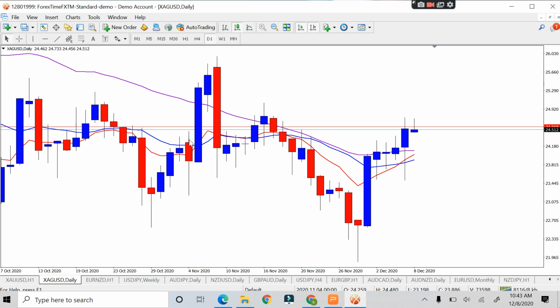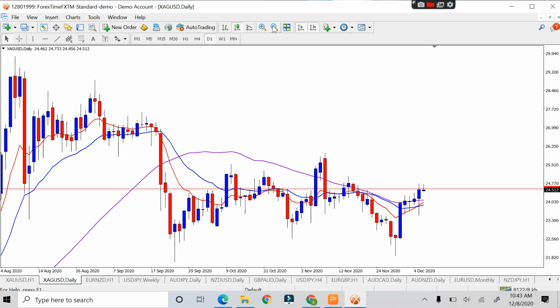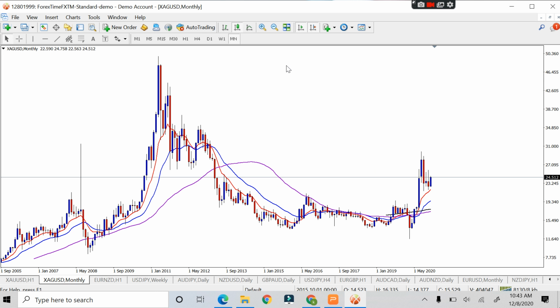All right, gold was very wonderful last week when we did the analysis. The analysis on gold was that it was going to buy, and it did buy a lot. We were able to catch some of the pips. For some of you that were able to trade gold last week, kudos to you guys. Let's see what is going to happen today.